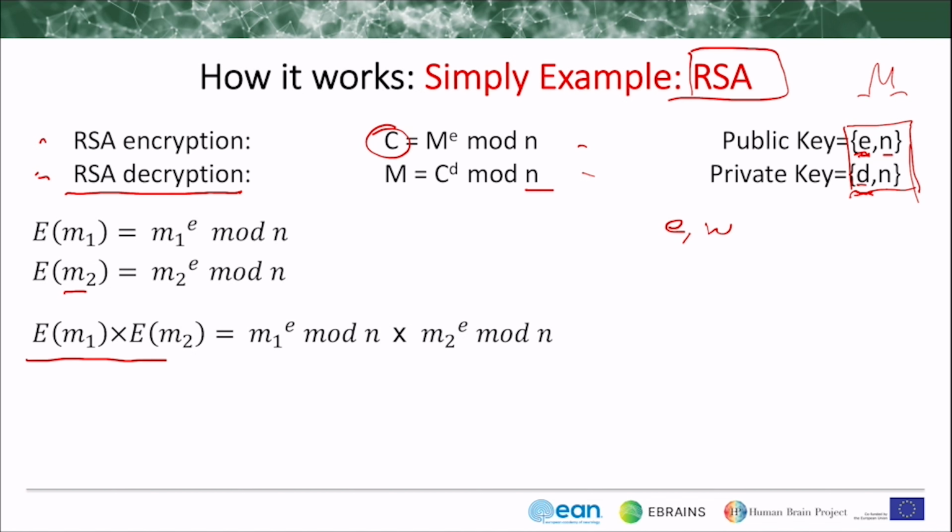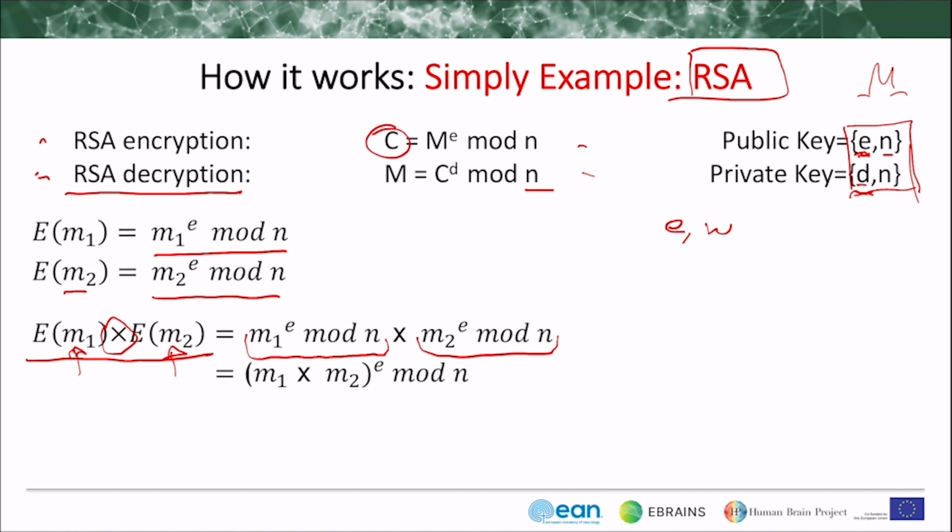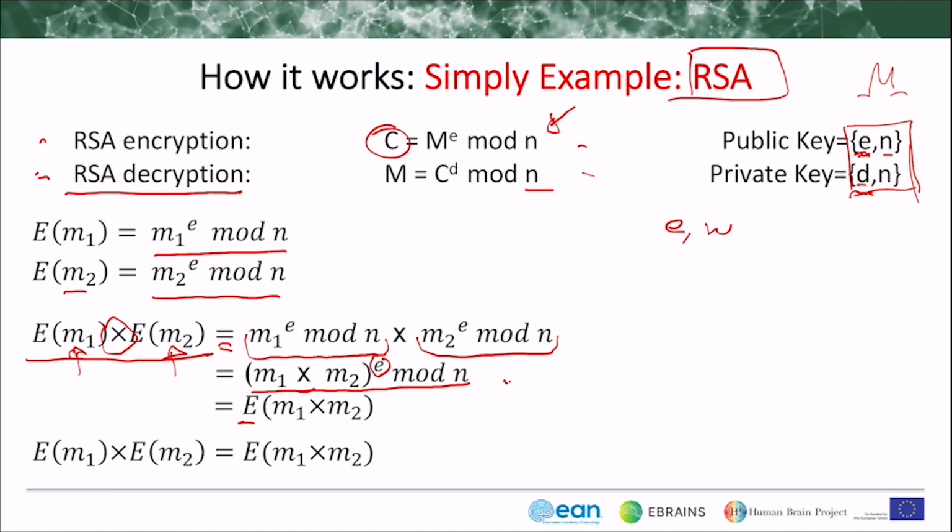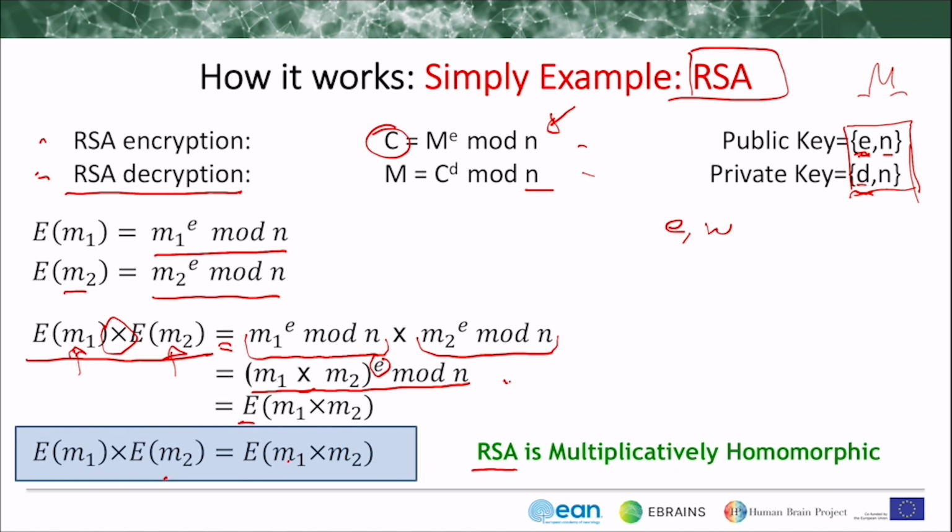Now let's compute this operation. Let's multiply the encryption of message 1 by the encryption of message 2. I simply replace these two values: this is the encryption of message 1 and this is the encryption of message 2. According to the property of modulo exponentiation, this equation can be rewritten as M1 times M2 up to E modulo N. And this is indeed the definition of the encryption of M1 times M2. So the encryption of M1 times the encryption of M2 is equal to the encryption of M1 times M2. What we have shown is that RSA is homomorphic with respect to the multiplication.